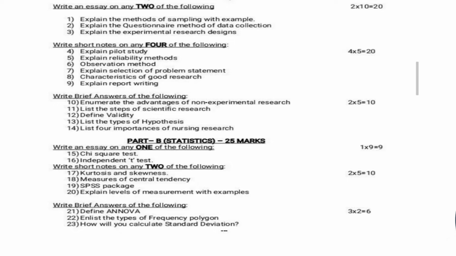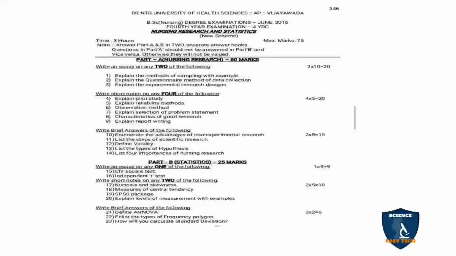Next, brief answers: define ANOVA, that is analysis of variance. 22nd question, enlist the types of frequency polygon. 23rd question, how will you calculate standard deviation? So this is the June 2016 question paper.